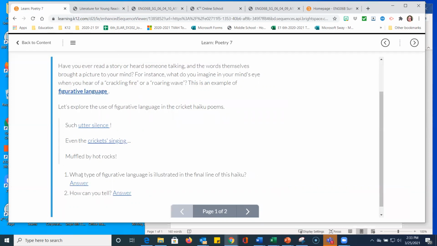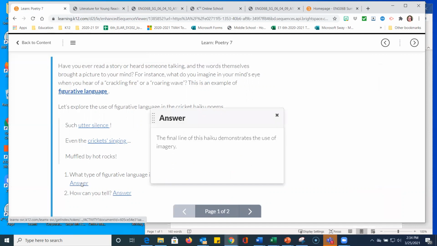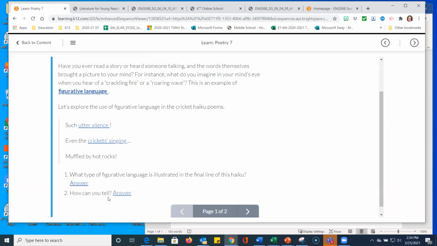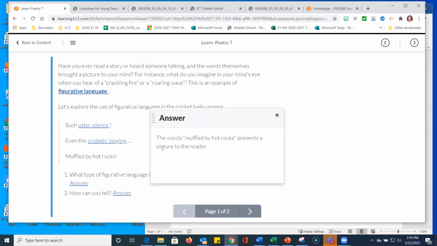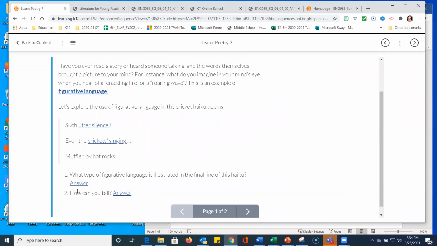Muffled by hot rocks. Number 1, what type of figurative language is illustrated in the first line of the haiku? The first line of the haiku demonstrates the use of imagery. How can you tell? The words "muffled by hot rocks" present a picture to the reader.